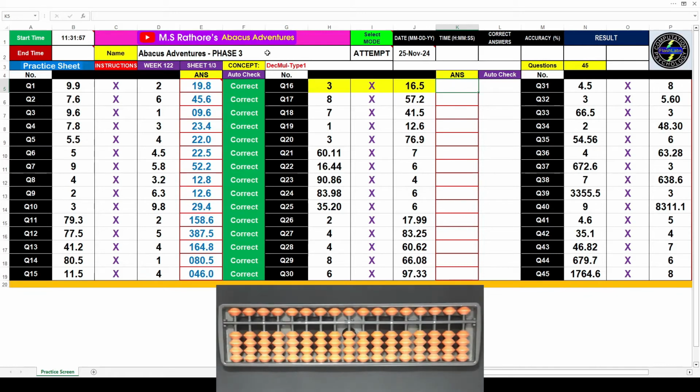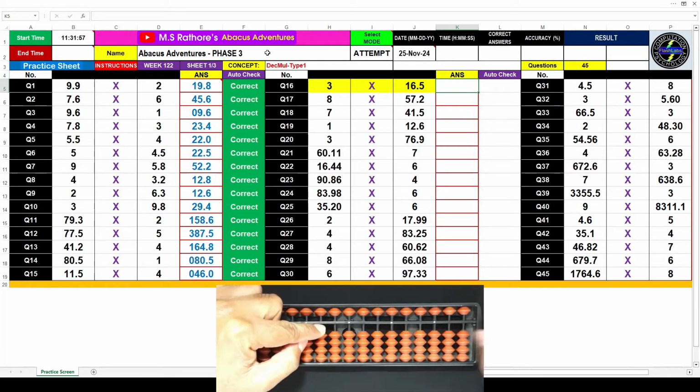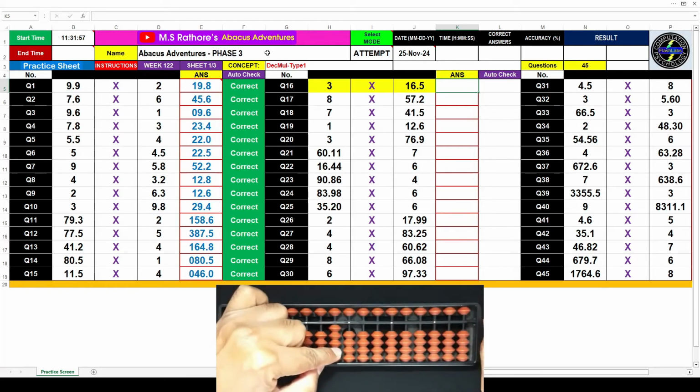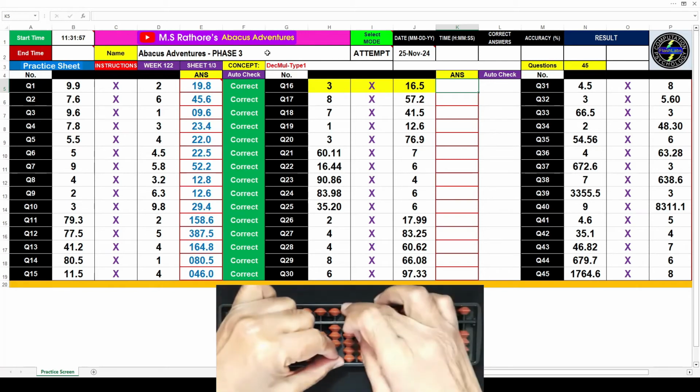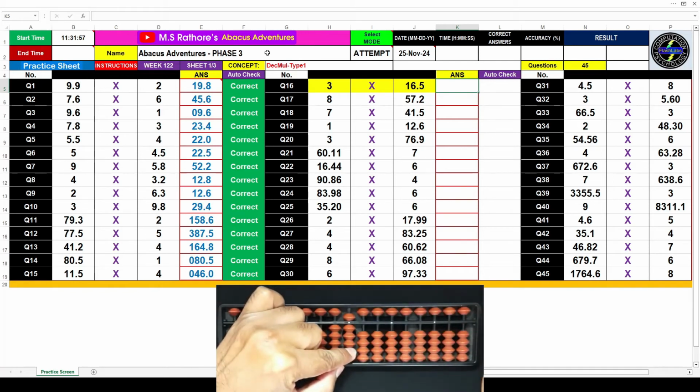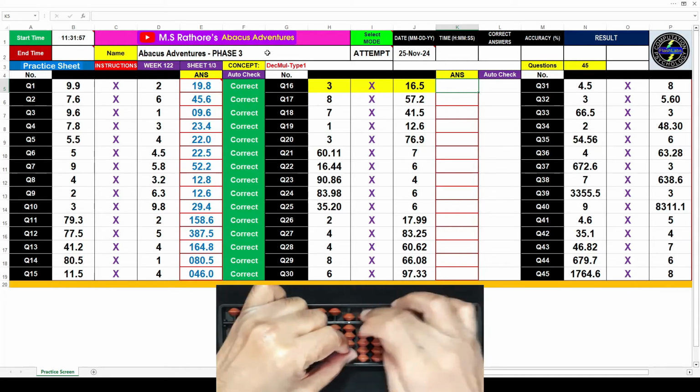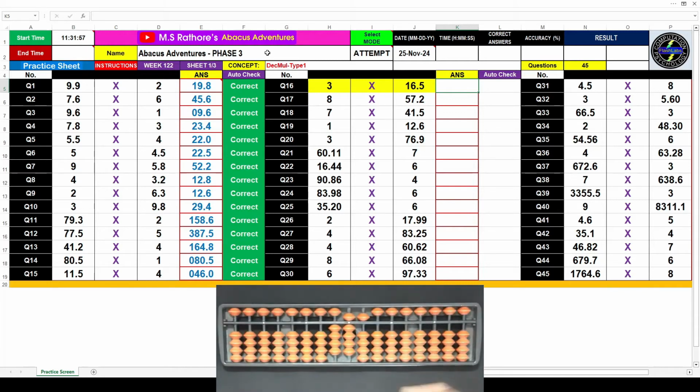Question number 16, 3 multiplied by 16.5. The multiplicand here is 3, a normal single digit value. The multiplier is 16.5. So there are 2 digits in the integral part of this value. So let's take rod number 3. 1 threes are 03, shifted, 6 threes are 18, shifted, 5 threes are 15, and the answer is 049.5.